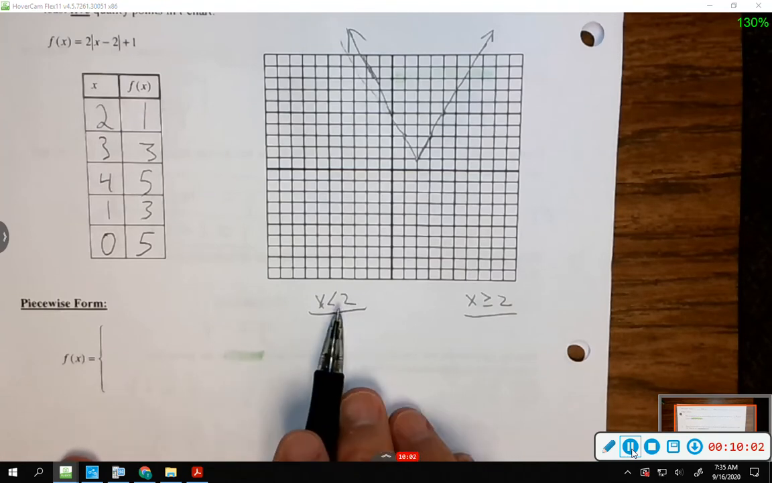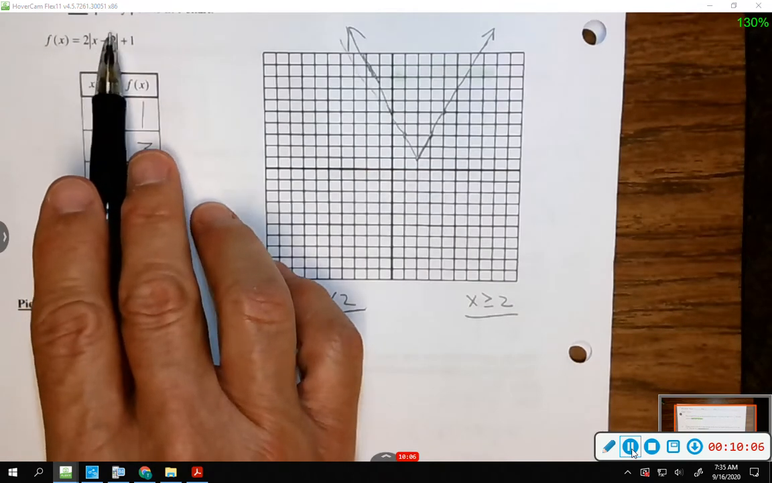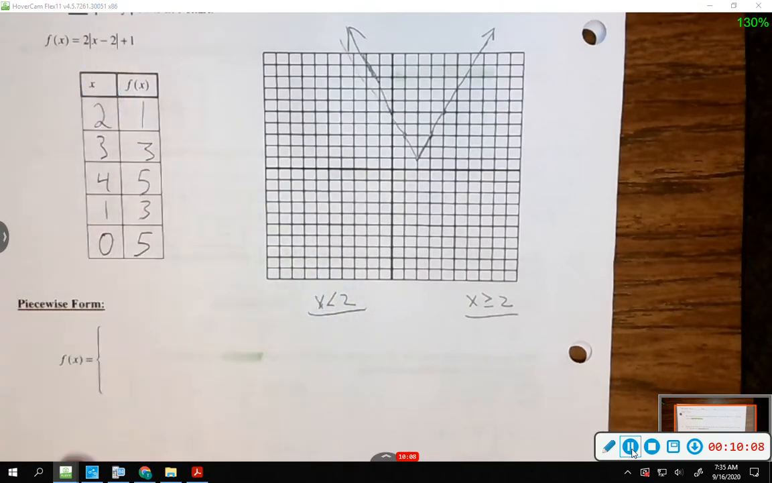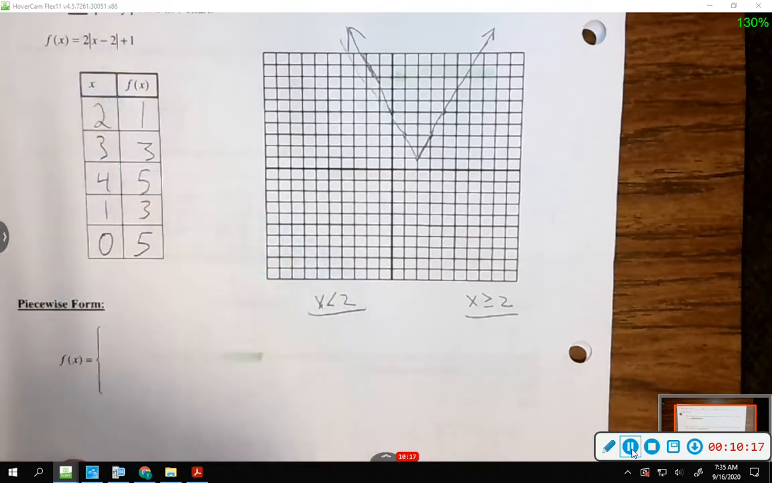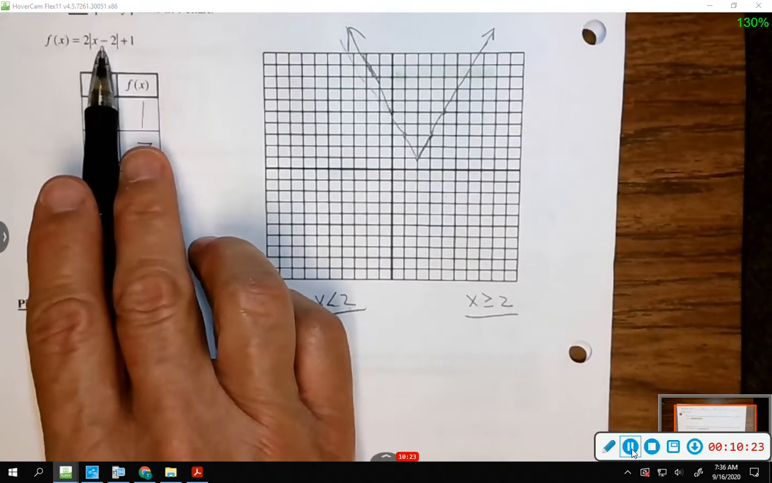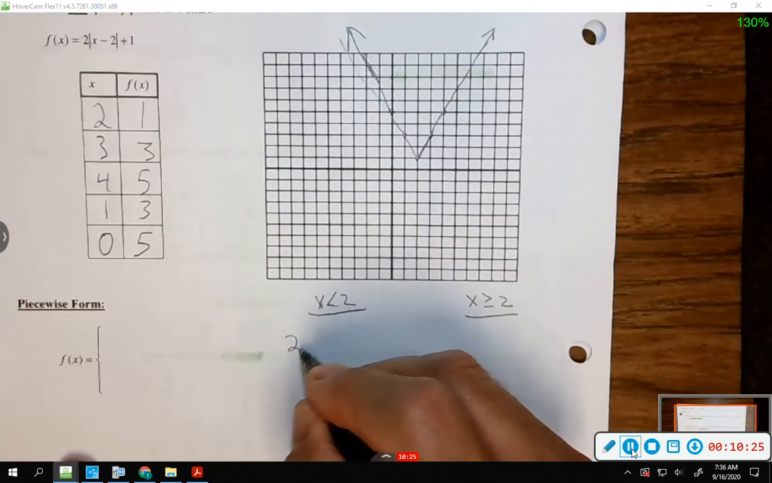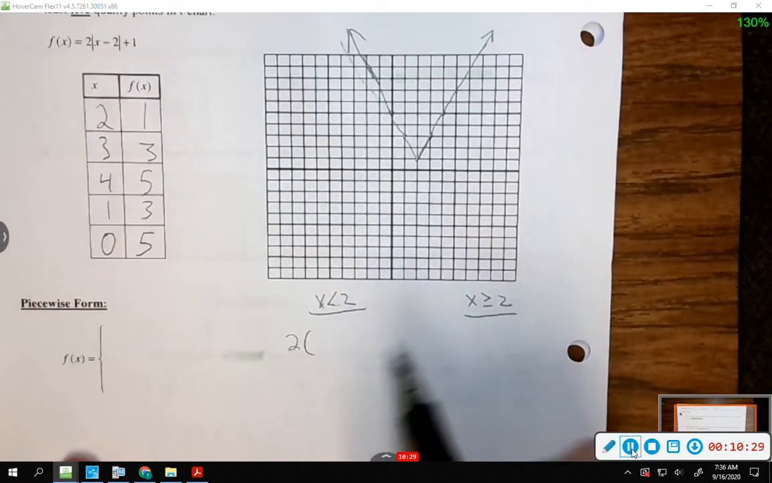But what I do know is any number that's less than 2, when I plug in 1 or 0 or -1, I get a negative number inside the absolute value notation. So in order to make a negative number become positive, I have to negate it. So for any value of x that's less than 2, I need to negate this right here. The 2 is still out in front, but if I negate this, it's negative x plus 2.